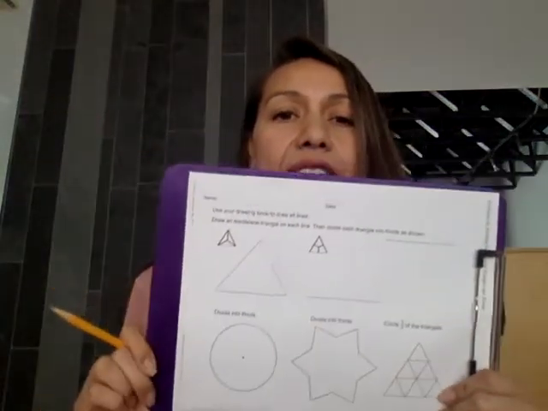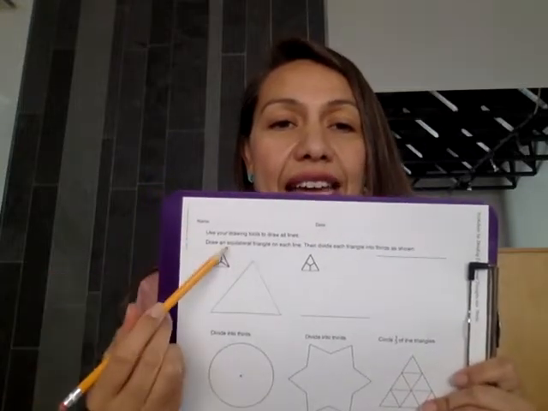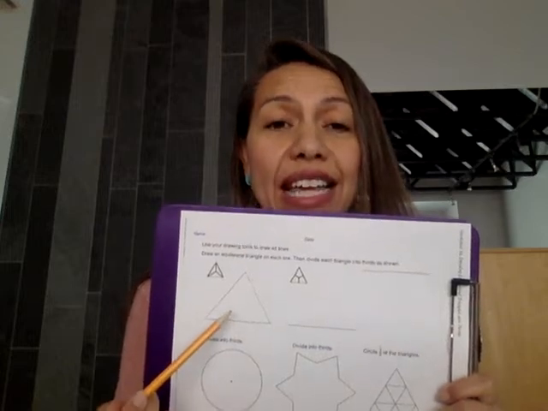Let's draw our triangle. You can press pause while you draw your triangle. And I'm going to draw it right here. Okay, so there is my equilateral triangle. Then the instructions say that I have to divide this triangle into 3 equal parts.